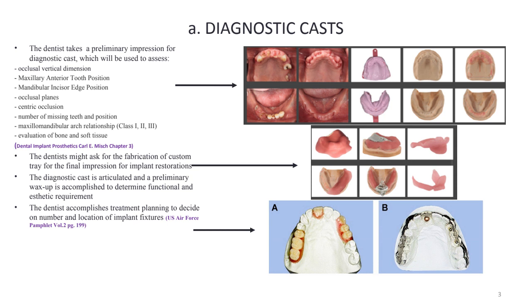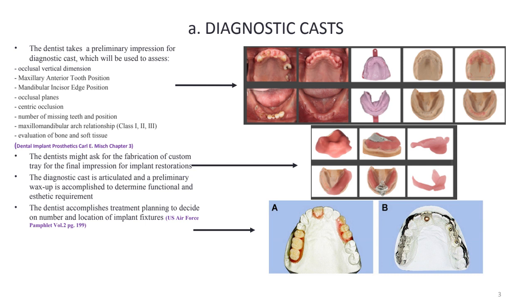Also, the diagnostic wax-up can be used for us to evaluate what kind of work we might do later on in the process, but also to fabricate the custom tray if the doctor desires to have a custom tray, and to fabricate the provisional restoration and the surgical stent. So those are the preliminary steps that are done before the surgery even takes place.